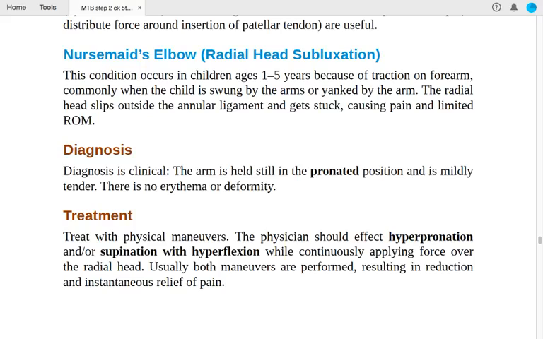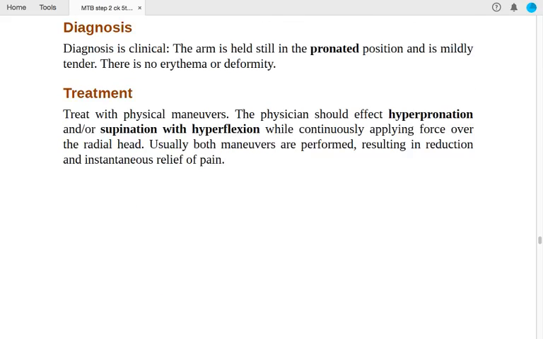From the diagnostic point of view, diagnosis is wholly clinical. The arm is held still in the pronated position. In which position? Pronated position, and is mildly tender. There is no erythema or deformity in this patient. And how are we going to treat these patients? We have to treat with physical maneuvers.